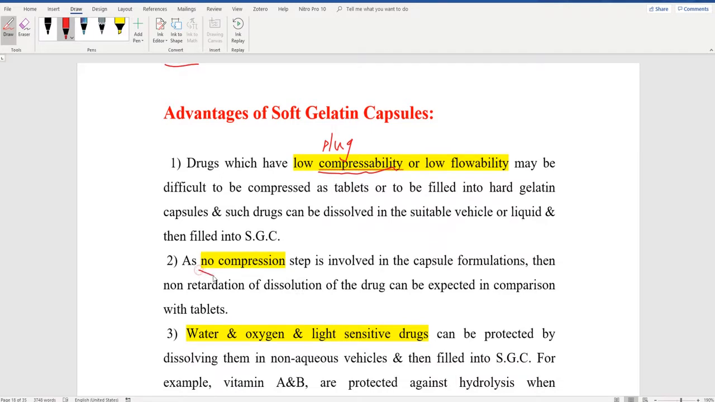Second advantage: since we don't have any compression, this means that the dissolution will be faster when you compare it to tablets, even faster when you compare it to hard gelatin capsules, because in hard gelatin capsules we may apply some pressure to form, if you remember, the plug.